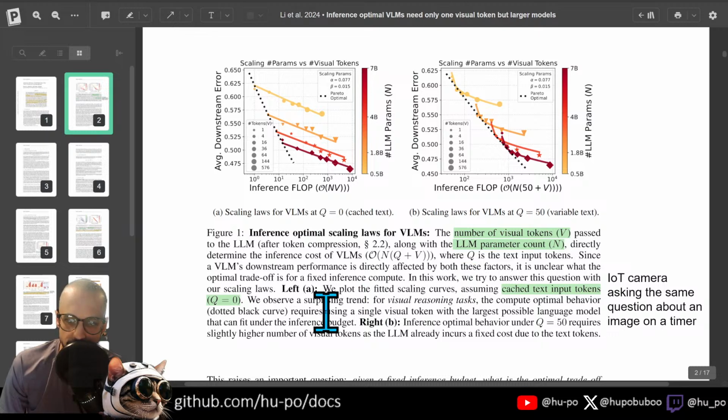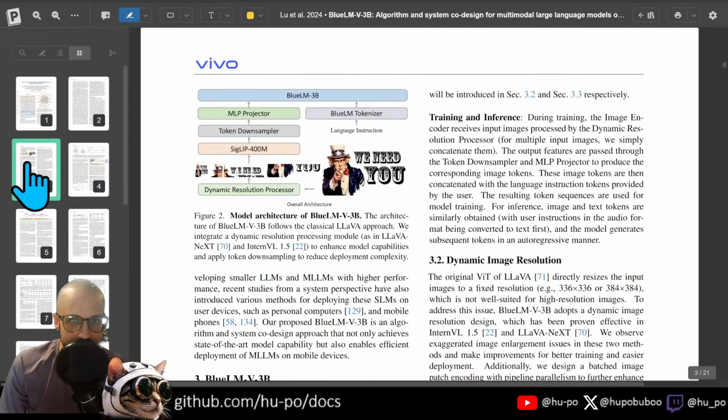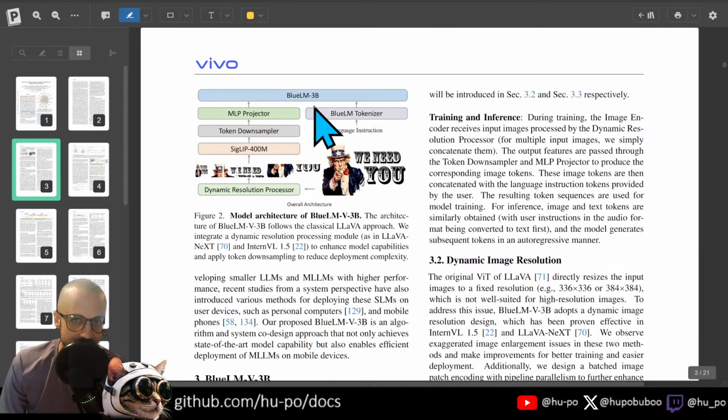Okay. Another thing here, we plot the fitted scaling curves assuming cached text input tokens. Why would you want to cache text input tokens? So when you're feeding your question, maybe like what is in this image, you're tokenizing or encoding that into basically these text tokens. You don't have to run that every single time, right?